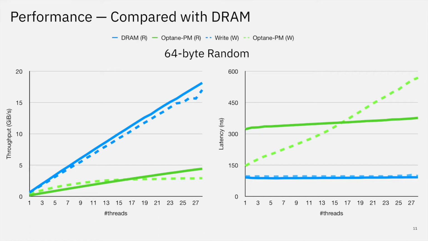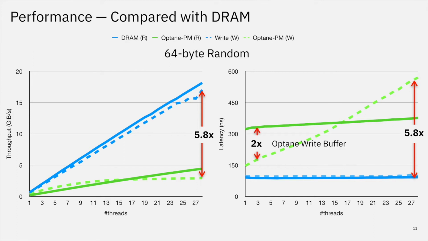This figure shows the results. Here the blue lines are DRAM and the green lines are Optane PM. Dotted lines are writes and the solid ones are reads. We can see that for both throughput and latency, persistent memory is up to 5.8 times slower than DRAM. Optane PM doesn't scale very well for the writes, but for low workloads, write latency is 2 times slower than the reads. This is because of the internal write buffer in the Optane PM device.